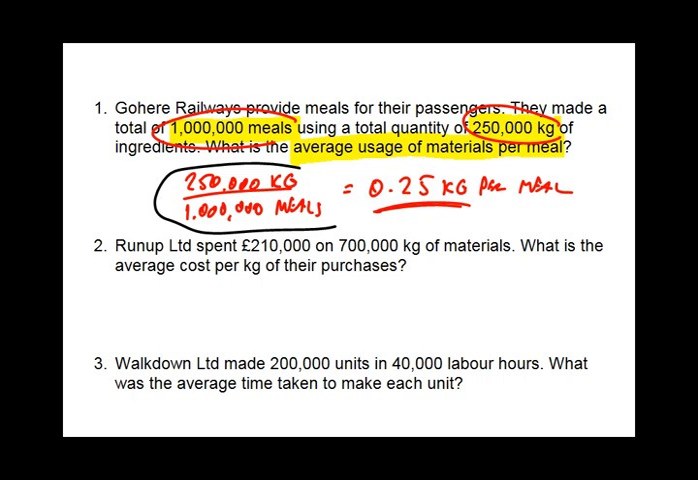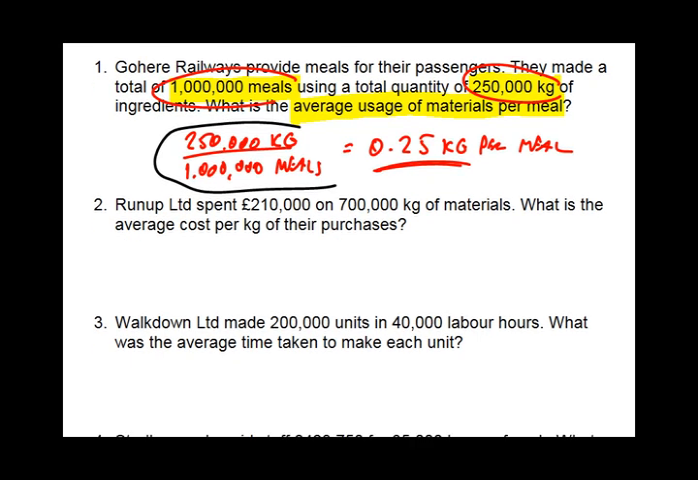If you do a million divided by 250,000, that will give you a figure of 4. So sometimes students might think, well, maybe it's 4 kilograms per meal, but that would be wrong. What that calculation is actually doing is telling you how many meals you get from each kilogram of material. So from each kilogram of material we're getting 4 meals, which makes sense because each meal uses 1/4 of a kilogram.